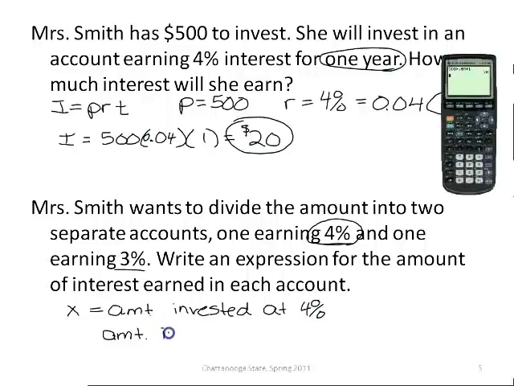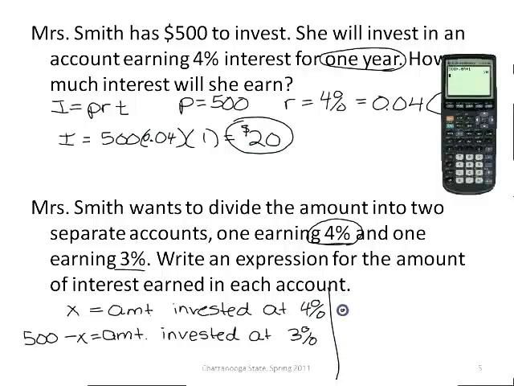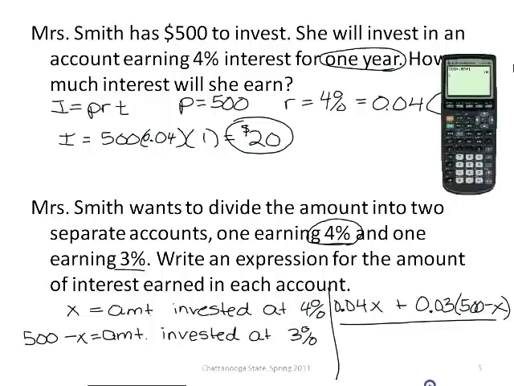Well, if X is the amount invested at 4%, the amount invested at 3% is going to be the remainder of the money. So if you start out with $500, the amount invested at 3% is going to be 500 minus X. So my expression here is going to be 0.04 times X. That's how much I'm putting in the 4% account, so multiply it by 4%, plus the 3% times the amount I put in there, which is 500 minus X. So this would be my expression for how much interest I would earn.